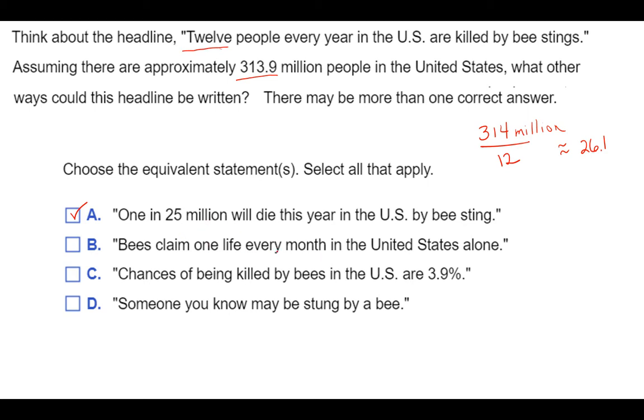Bees claim 1 life every month in the United States alone. Well, there's 12 deaths. There's 12 months. So yes, that is about average of 1 per month. That doesn't mean every month has 1, but I think it's reasonable to say something like this. I would want to put something in here on average. I'd want to be careful.